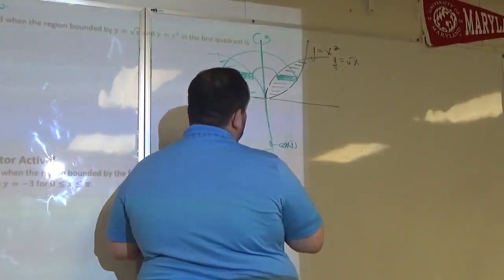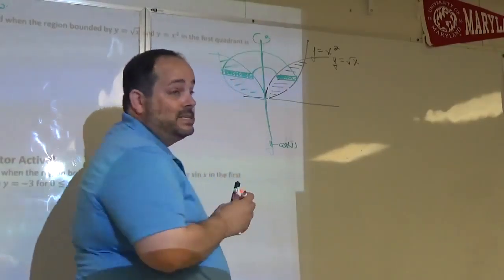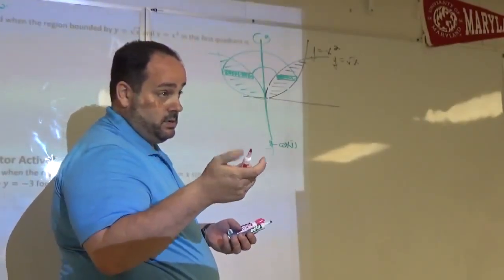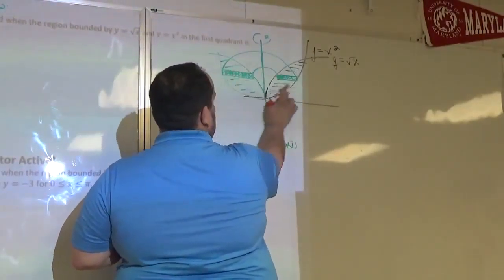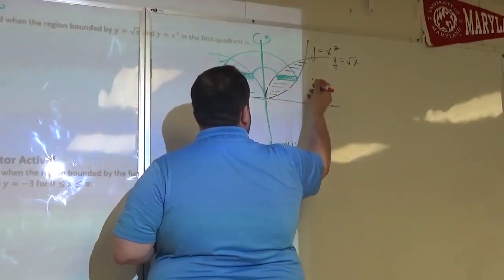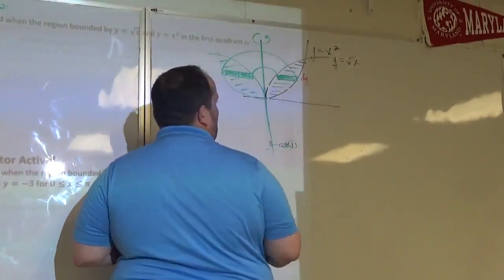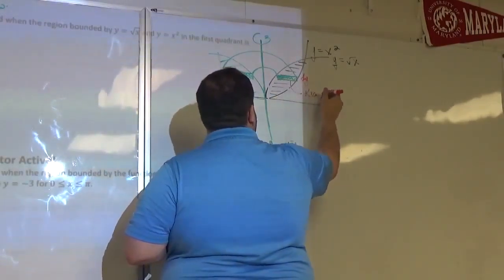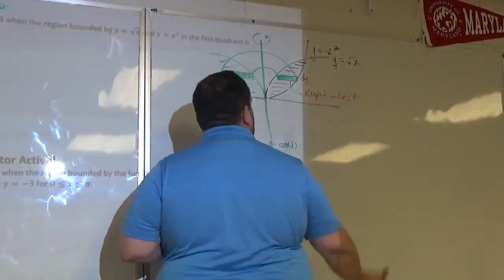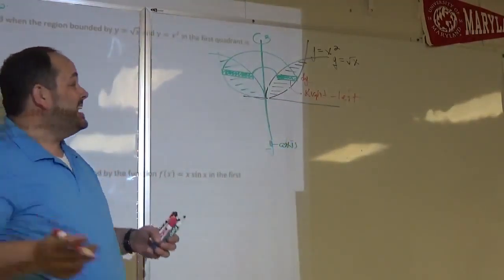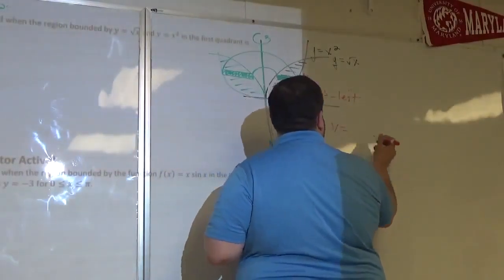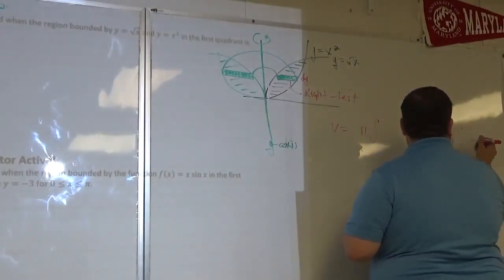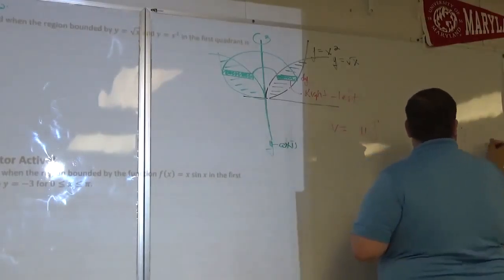Two questions that I'm always going to ask about the rectangle: how tall, how wide. But if my rectangle is spinning this way, how wide is it? It's dy. How long is it? I need right minus left, which means everything is now a dy. So you're going to do pi, something gets squared, dy, minus pi, something gets squared, dy.